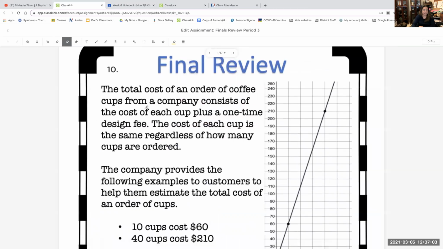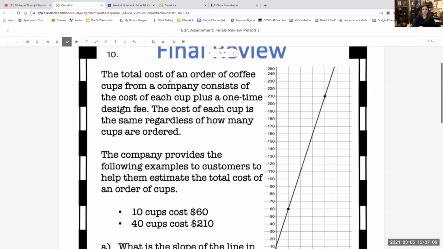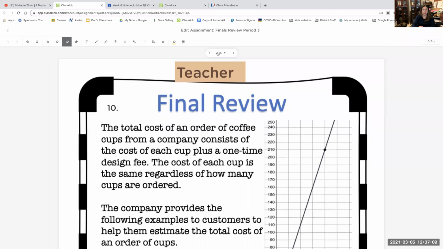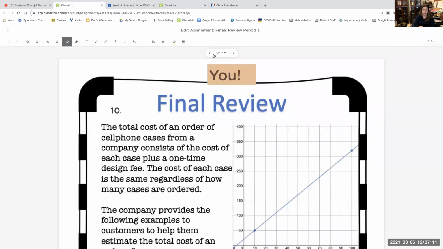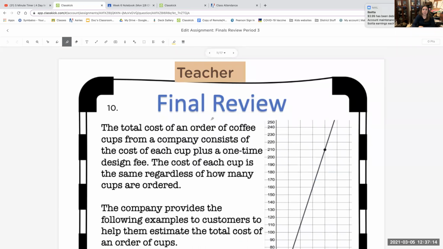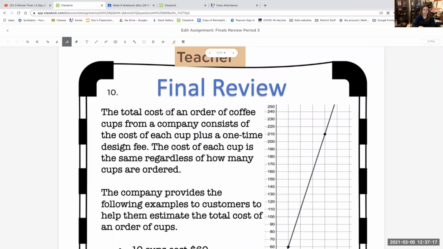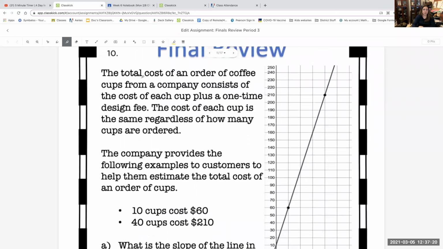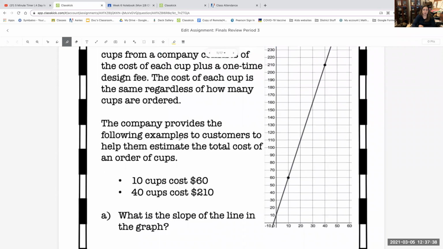Okay, so question 10. Page 11 is going to be for me to do, and question 12 is going to be for you guys to do. All right. So on page 11, I'm going to do this one. It says the total cost of an order of coffee cups from a company consists of the cost of each cup plus a one-time design fee. The cost of each cup is the same regardless of how many cups are ordered. The company provides the following example to customers to help them estimate the total cost of an order of cups.